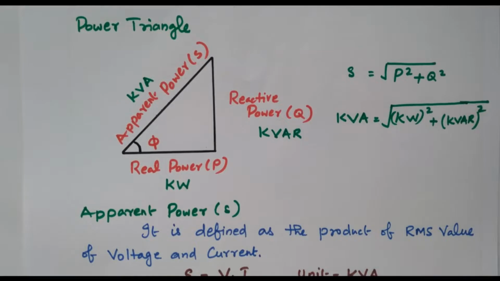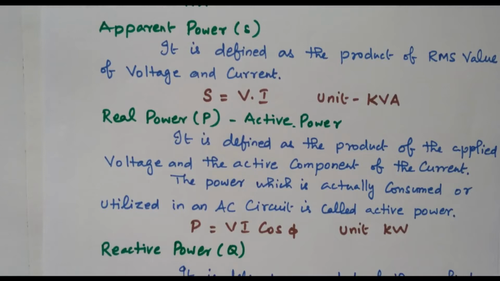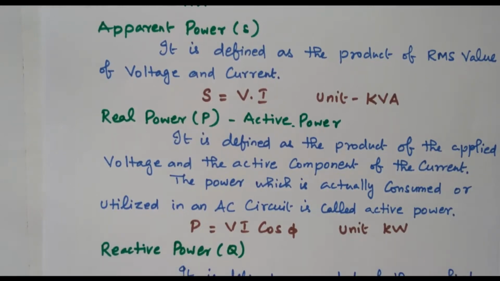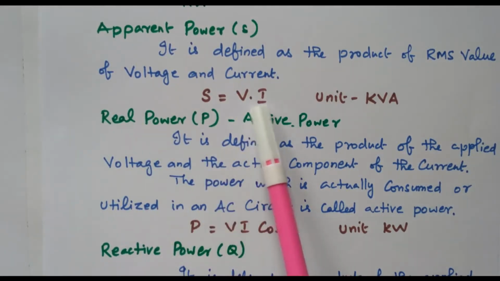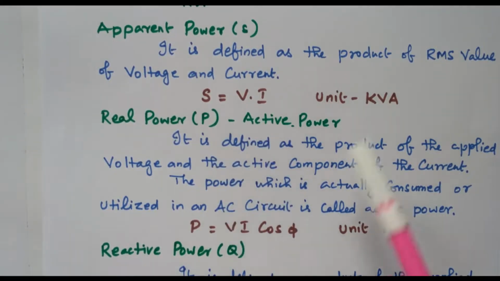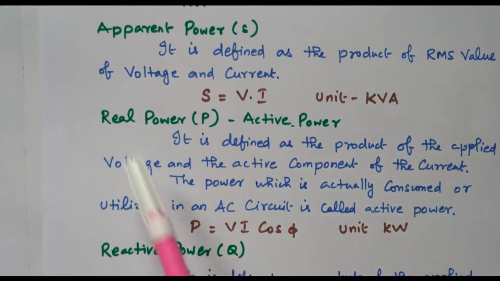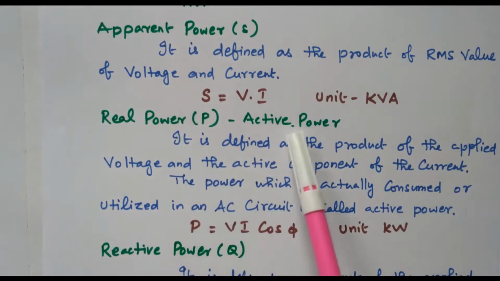Now we'll see what is meant by apparent power, real power and reactive power one by one. The apparent power is nothing but the product of RMS value of voltage and current. Simply V into I. V into I is the apparent power, and the unit is kVA. What is real power? It is the product of applied voltage and the active component of the current. There are two components available, active and reactive. If you multiply the active component of current with voltage, that is called real power or active power.